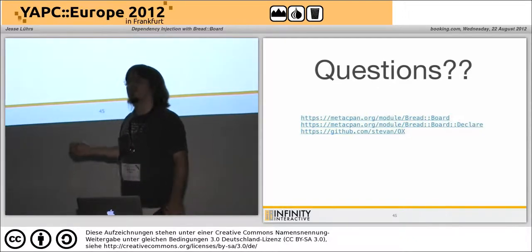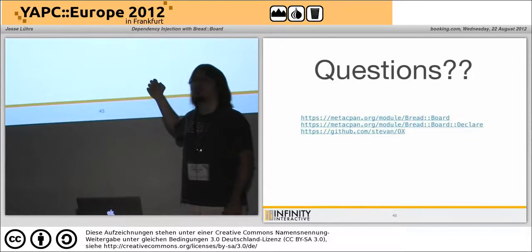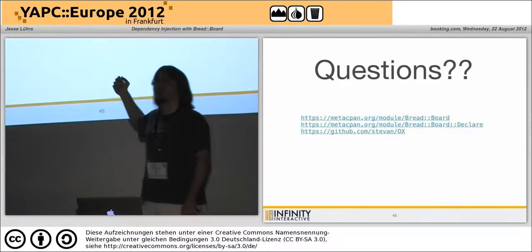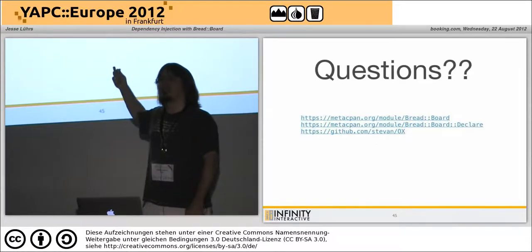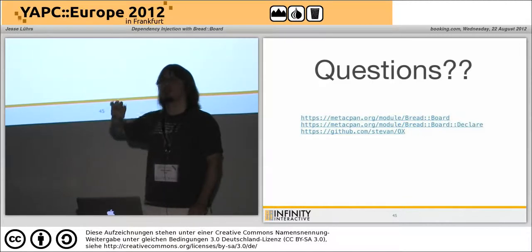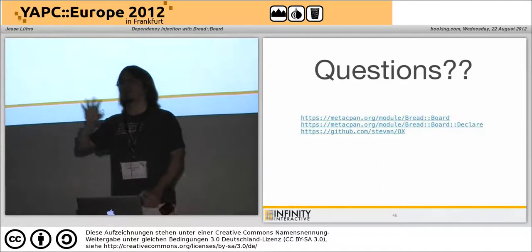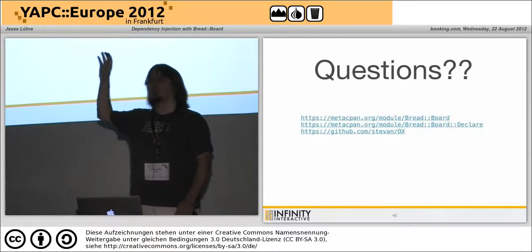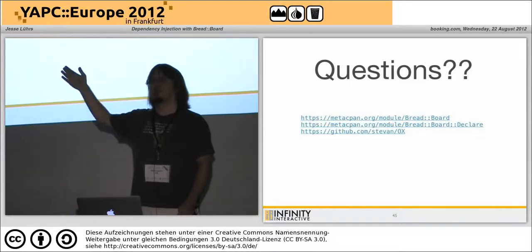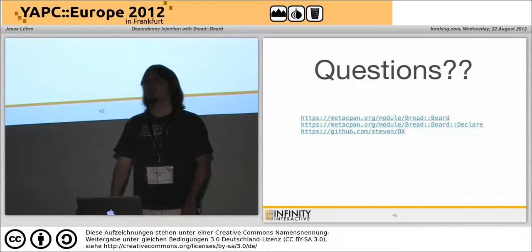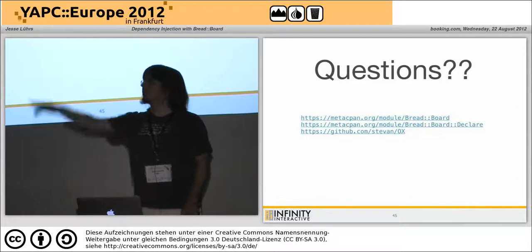Yeah, so one of the nice things about BreadBoard Declare in particular is that it still works just like a Moose class. You can have subclasses, you can have roles that handle specific configuration needs for specific things. So you can have different BreadBoard containers for each of your different countries, I guess, in your case. They do things slightly differently, but they're all inheriting from the same base container, and that works really well. Thank you. Anyone else? Yeah.